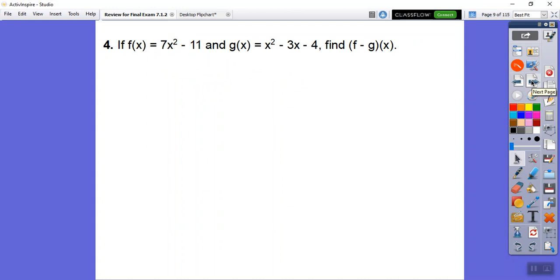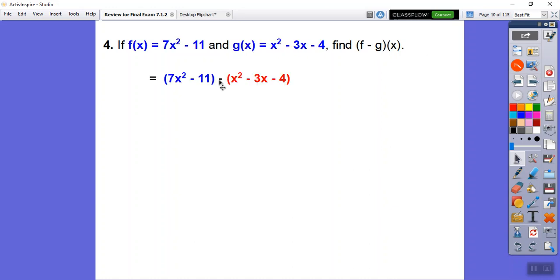All right. So if f of x equals 7x squared minus 11 and g of x is x squared minus 3x minus 4, we want to find the difference, f minus g. So basically it's this function minus this function right here. So I'm going to wrap this one with parentheses because we've got to distribute this minus through. So it's minus x squared. And then minus a minus 3x is plus 3x. And then minus a minus 4 is plus 4.